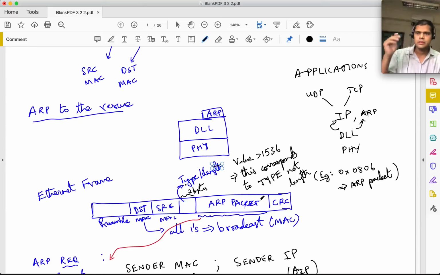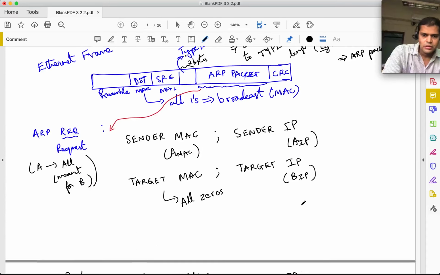Okay, in this particular payload, if you want to send out an ARP request, you would actually put this value over here and send out the ARP packet, so that somebody receiving it knows that this is not an IP packet, but it's meant to be sent to the ARP module. Okay, so that's a small point.